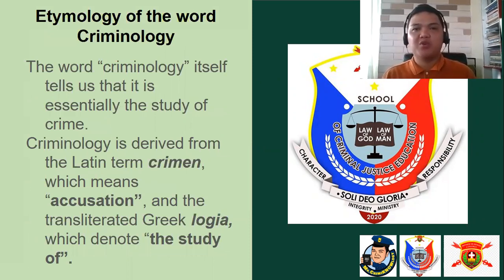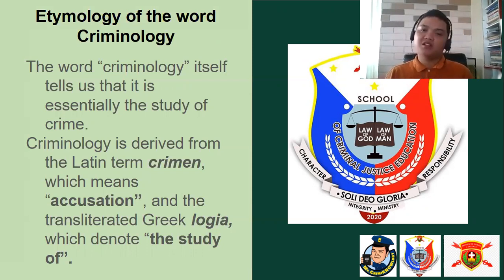Remember the word etymology, we are looking into the history or the background. We are looking into the genesis or the beginning of that word. That's why the word criminology itself tells us that it is essentially the study of crime. So the main word in criminology is crime, and we know that crime is an act or omission in violation of public law, forbidding or commanding it. So crime is the main or root word of criminology.